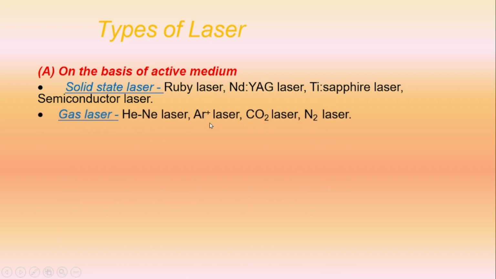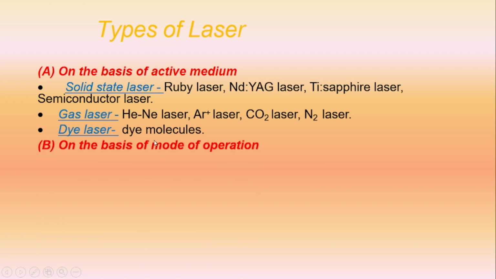Now let us see gas laser. The second type of laser on the basis of active medium is gas laser. In this gas laser, there are helium neon laser, argon laser, carbon dioxide laser, and nitrogen laser. These are the gas lasers. Now, the third laser is dye laser. In this laser, dye molecules are used as the active medium.